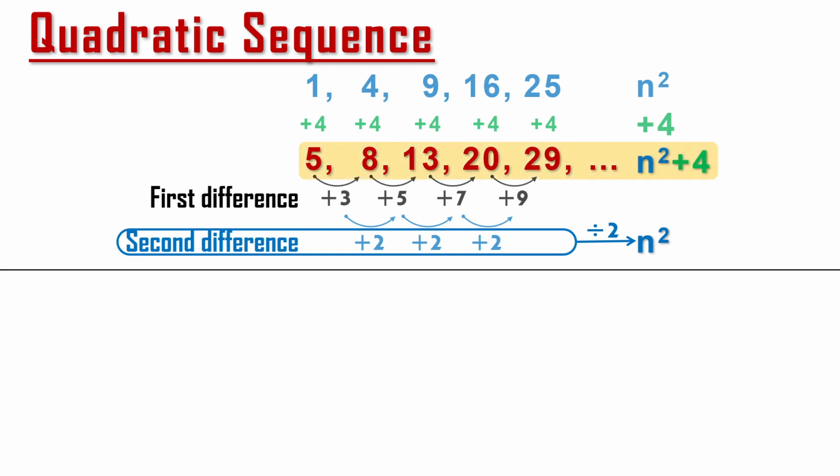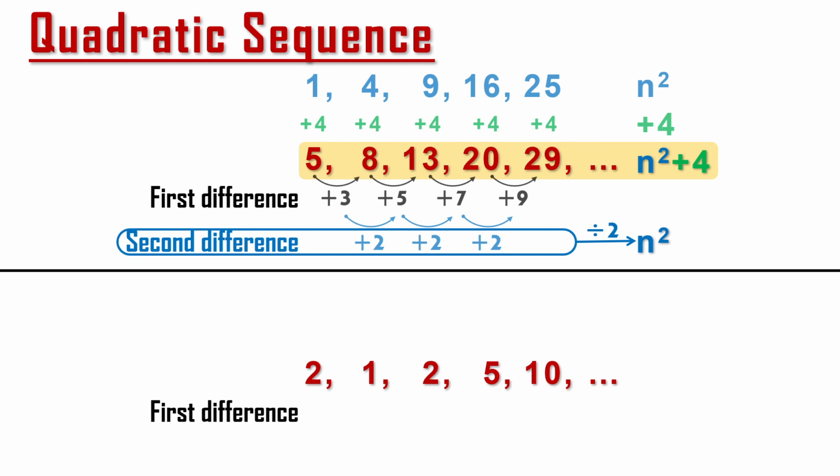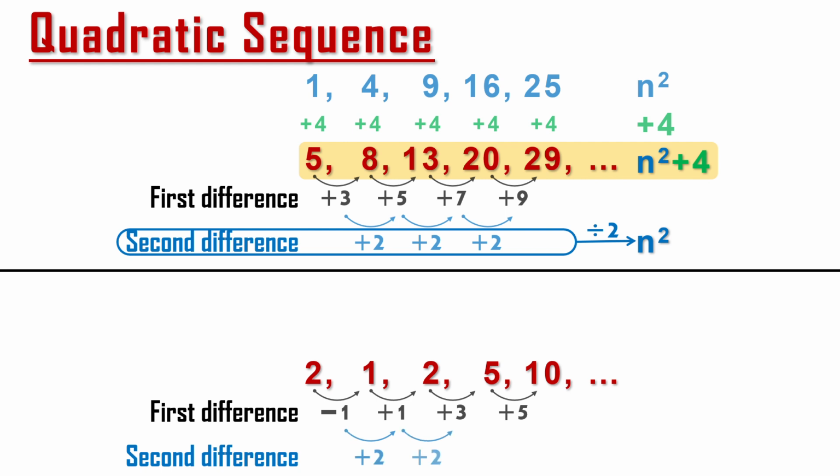Let's look at another sequence: 2, 1, 2, 5, 10. Is this quadratic? We start by calculating the first difference. 1 minus 2 is negative 1, 2 minus 1 is 1, 5 minus 2 is 3, and 10 minus 5 is 5. Now for the second difference, 1 minus negative 1 gives us 2, 3 minus 1 gives us 2, and 5 minus 3 also gives us 2.